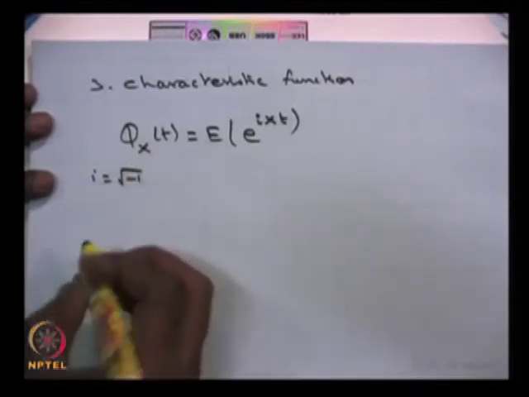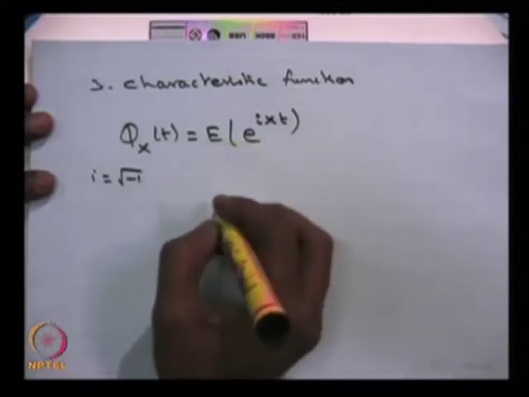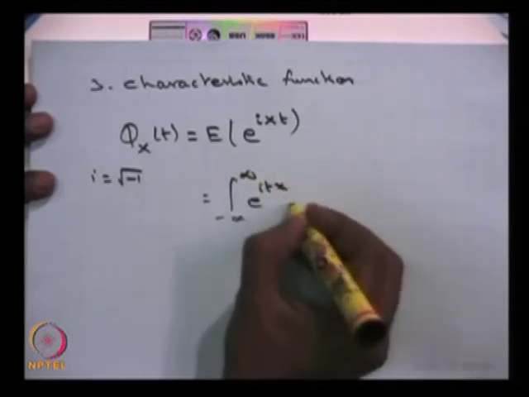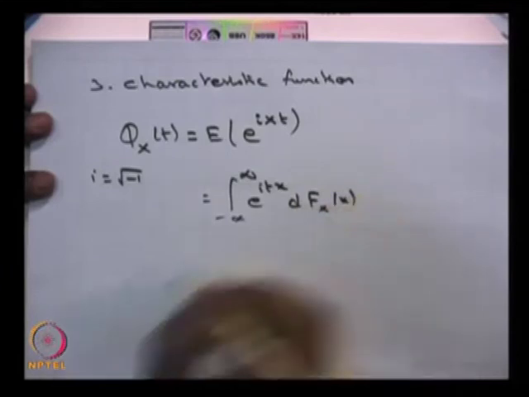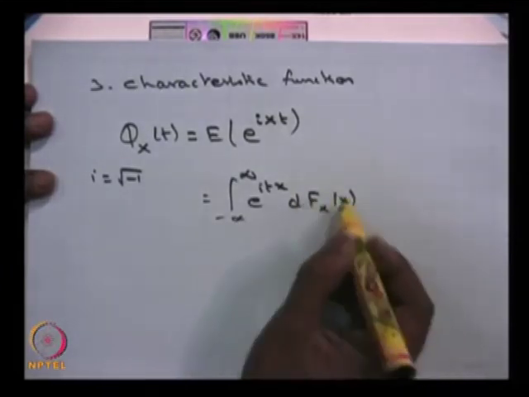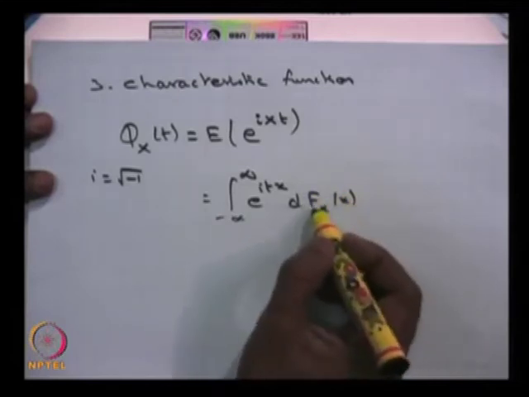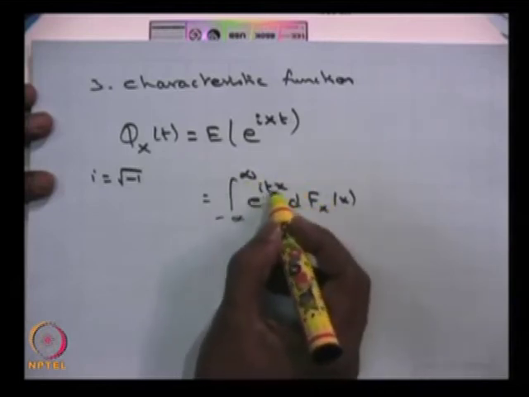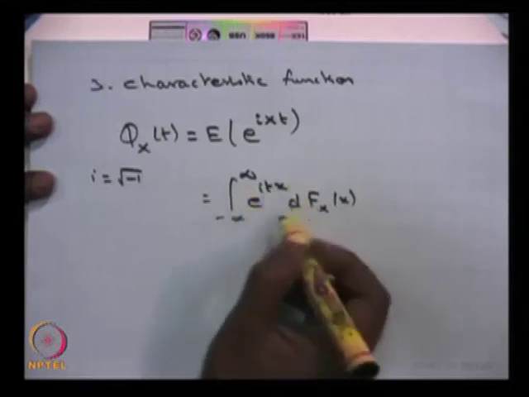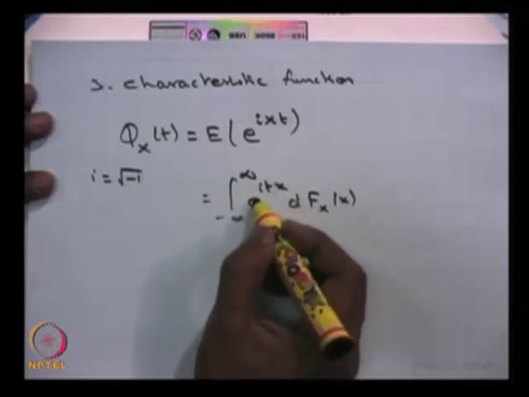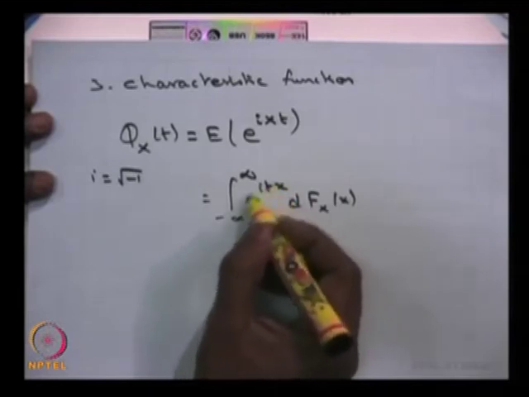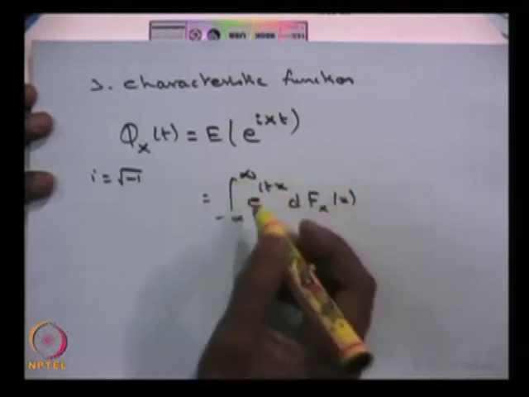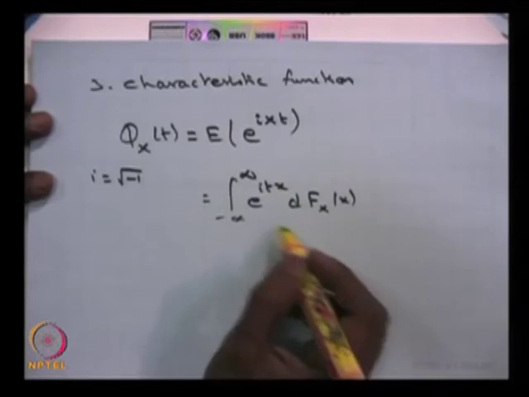You can interpret this expectation as the integral from minus infinity to infinity of e power i times tx d of the CDF of the random variable. Whether the random variable is discrete, continuous or mixed, you are integrating with respect to the CDF, and the integrand is e power i times tx, where i is the complex quantity. Taking the absolute value using the usual complex functions, this is always less than or equal to 1. Therefore, this integral exists, and it is nothing but the Riemann-Stieltjes integral.